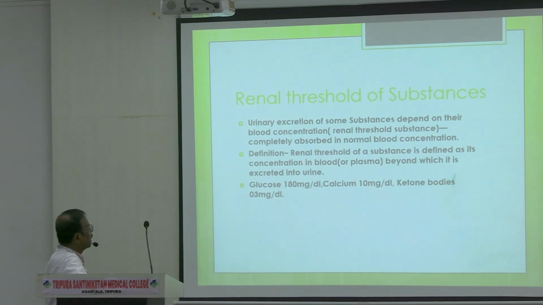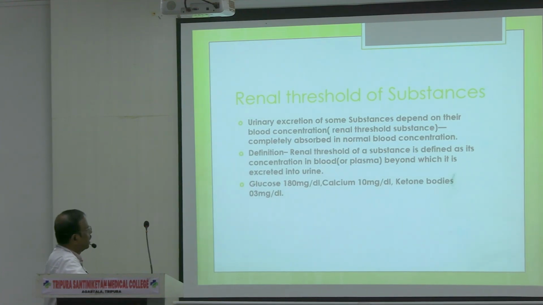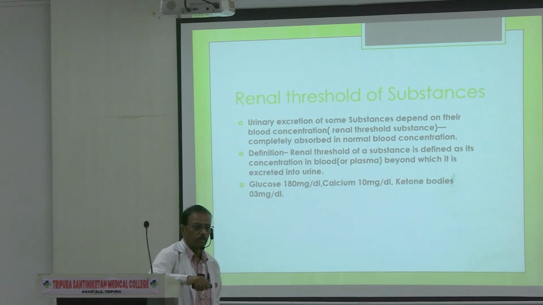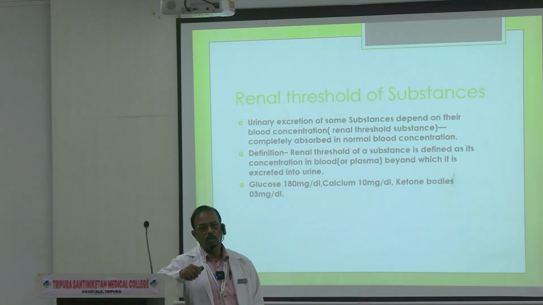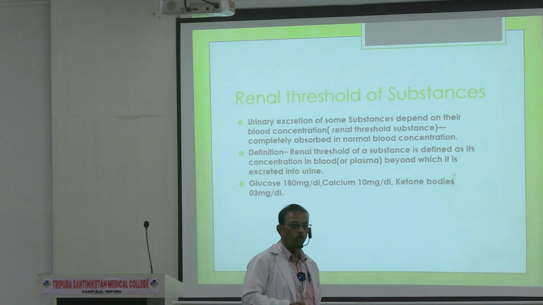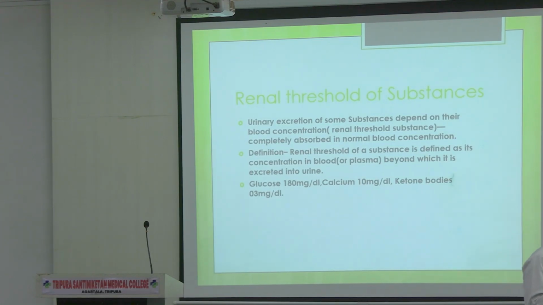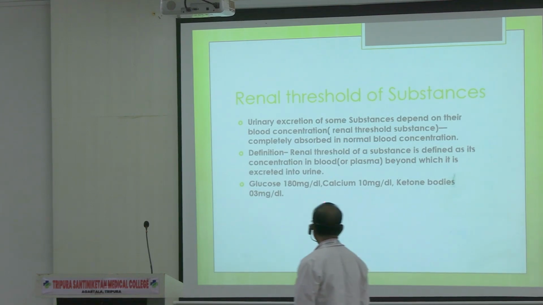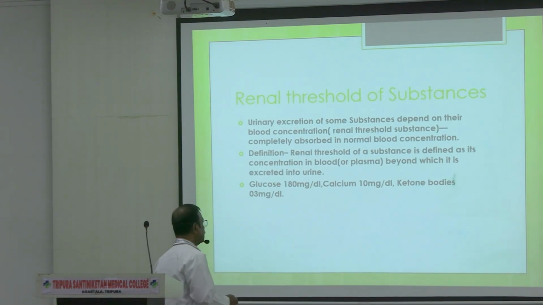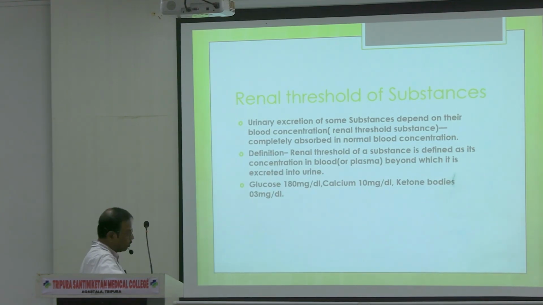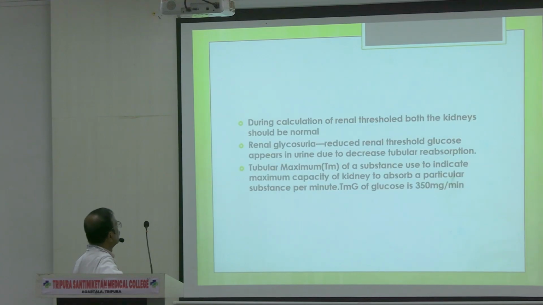So its definition is renal threshold of a substance is defined as its concentration in blood or plasma beyond which it is excreted in the urine. So when blood sugar level or blood glucose levels goes beyond 180 milligram, it starts filtering out and excreted in the urine. Like calcium, 10 milligram per deciliter, ketone bodies 3 milligram per deciliter. These are the renal threshold of these substances.